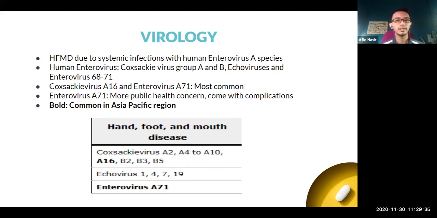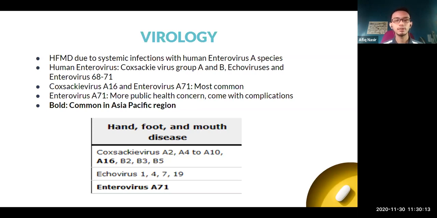There are two common viruses that could cause hand, foot, mouth disease, which are Coxsackie virus A16 and enterovirus A71. Enterovirus A71 is actually a public health concern as it comes with complications, particularly neurological and cardiopulmonary complications that I will discuss later on.